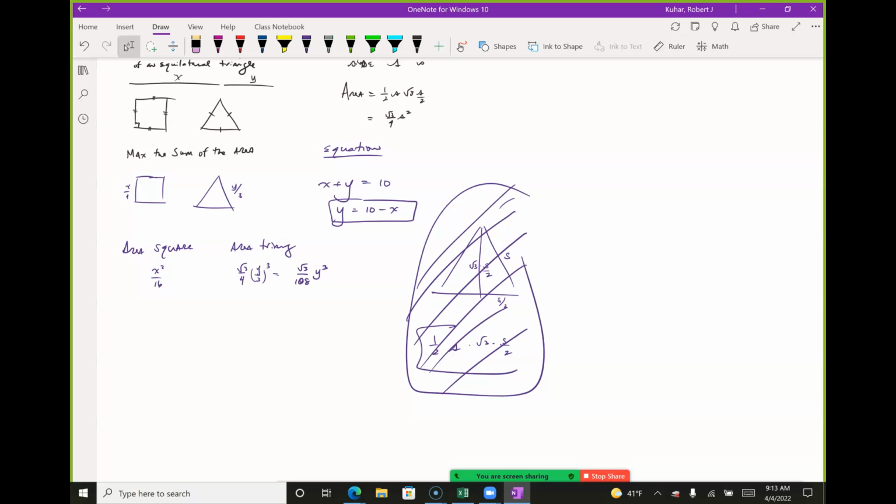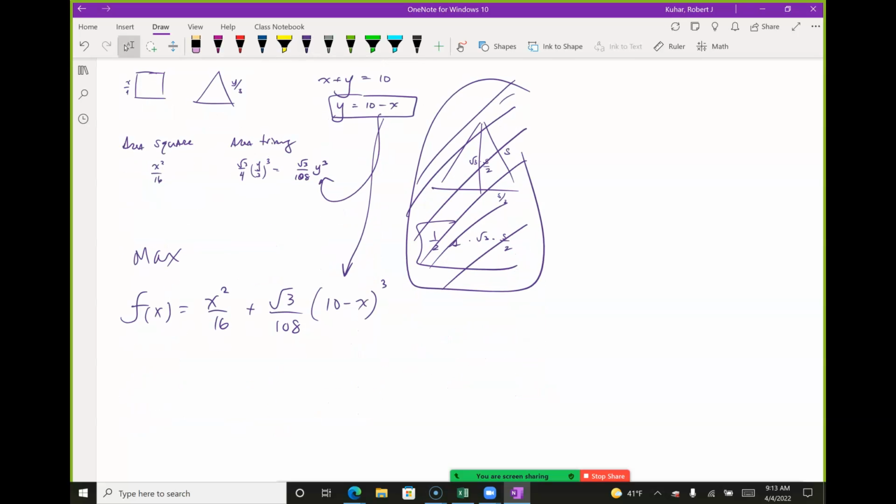All right. So I've got my equation. I know what I'm trying to maximize, but I want to maximize a function of x. So I want f of x to be x squared over 16 plus rad 3 over 108 times 10 minus x cubed, right? I'm taking that y value and plugging it in there, right? Yes, we're okay?